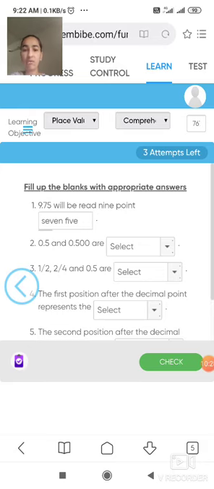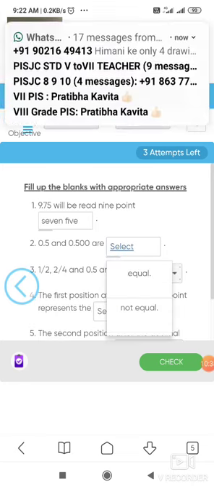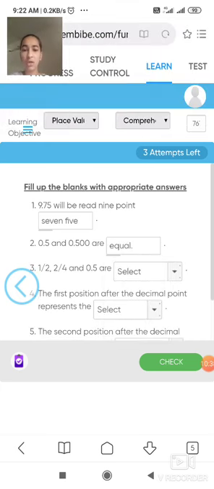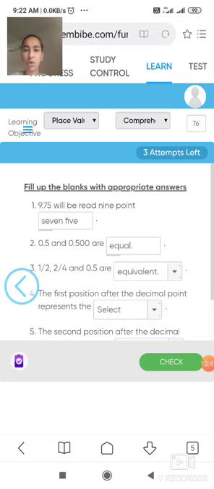Now 0.5 and 0.500, are they equal or not equal? Yes students, they are equal. Now let's take one more. 1 by 2, 2 by 4 and 0.5 are all equivalent because all the values are similar. 1 upon 2 is 0.5, 2 upon 4 is also 0.5, and 0.5 is 0.5. If you want to verify, you can verify, okay?